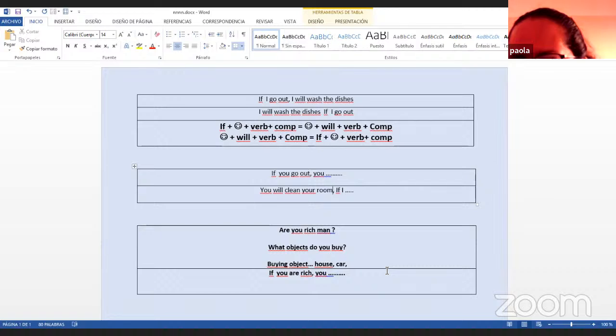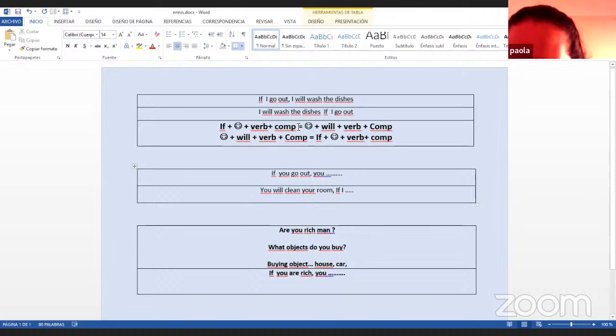We have if plus personal pronoun plus verb plus complement, and the consequence is personal pronoun, which could be the same personal pronoun or different. Most of the time it's equal because they may get confused. Plus will plus verb and complement, or vice versa. We can start with the consequence and end with the action, as in the example in the first part.